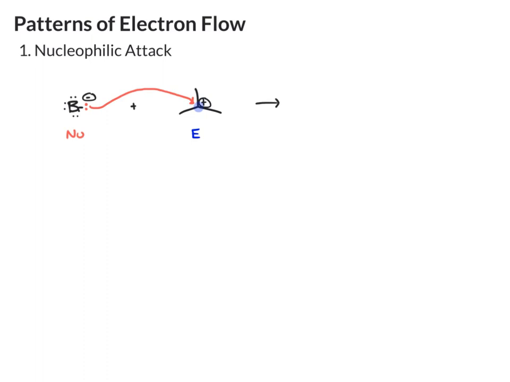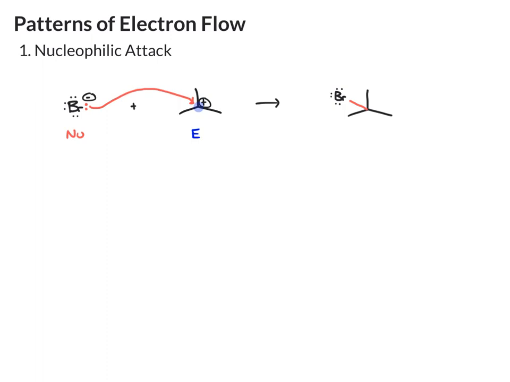When we draw the product, here's our electrophile, and then I'm going to add a new bond to that electrophilic carbon, and that has the bromine attached. And there's the product. So the new bond here was made from the lone pair on the bromide.